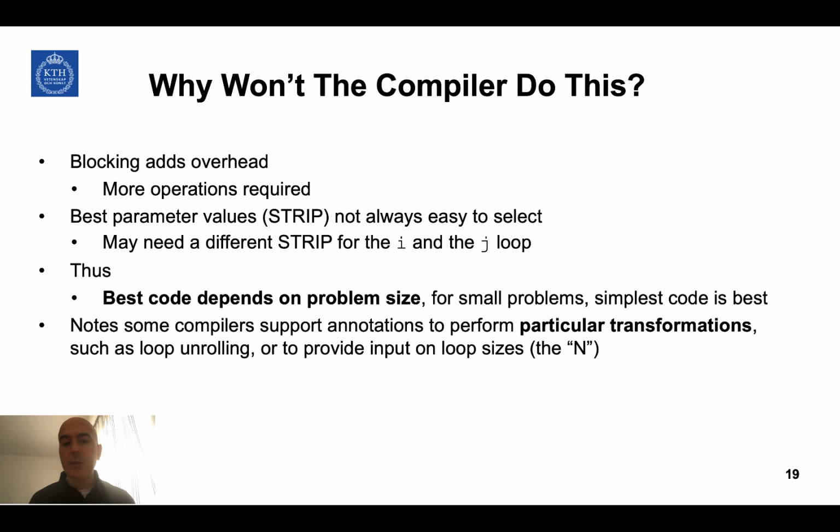The best code depends on the problem size. For small problems, typically the simplest code is the best, in this case the naive implementation. Note that some compilers support annotations to the code to perform particular transformations, such as loop unrolling, and to provide input on the loop size. So there is a possibility to give the compiler some extra information by adding annotations to the code.